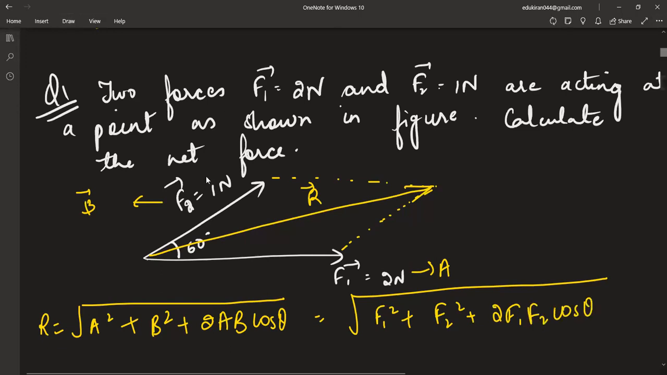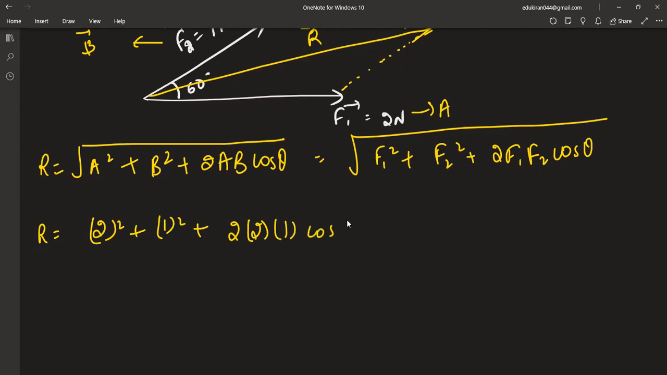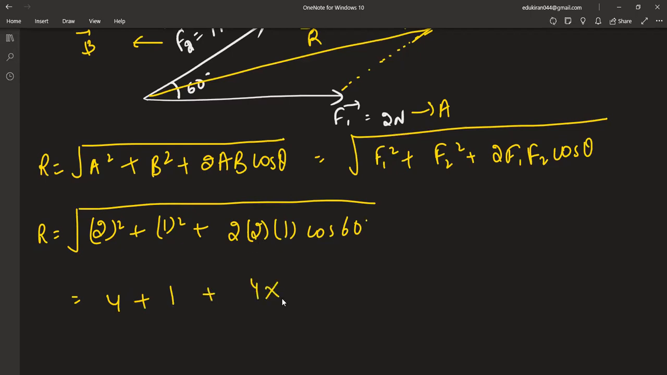Now let us substitute the values. Resultant will be equal to under root 2 square plus 1 square plus 2 into 2 into 1 into cos theta. Theta is 60 degree. So 2 square becomes 4, 1 square becomes 1, 2 into 2 is 4, 4 into half becomes 2. So this becomes 4 plus 1 plus 2, which is 7, root 7.